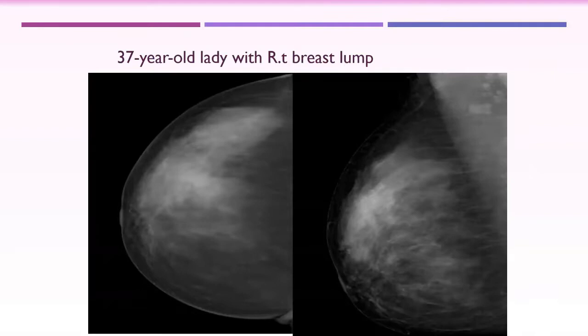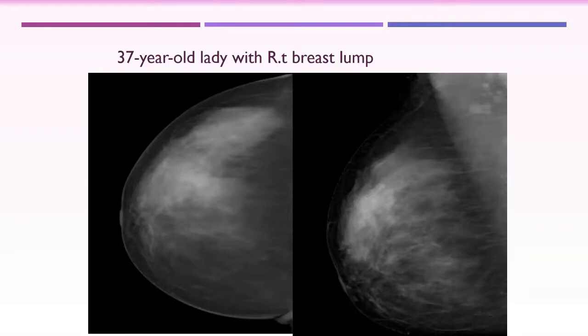This is a 37-year-old lady with a right breast lump. Suhair. This is the craniocaudal and bilateral oblique view of the right breast, showing an area of focal asymmetry of high density in the upper outer quadrant. Excellent. Asymmetry at the upper outer quadrant.